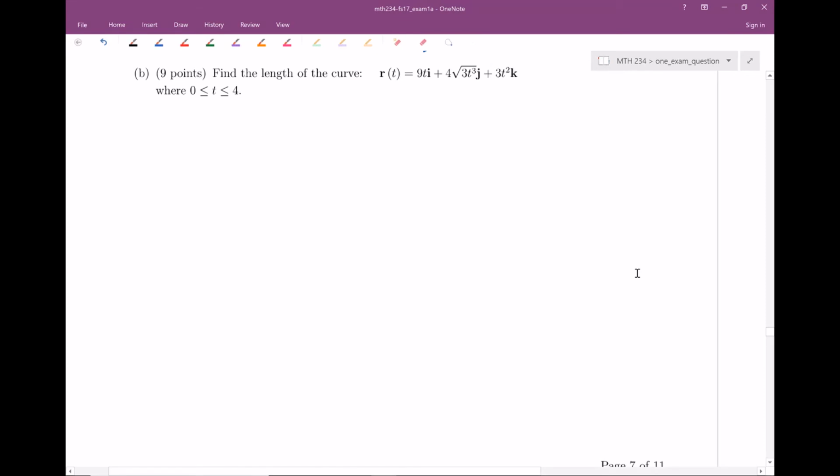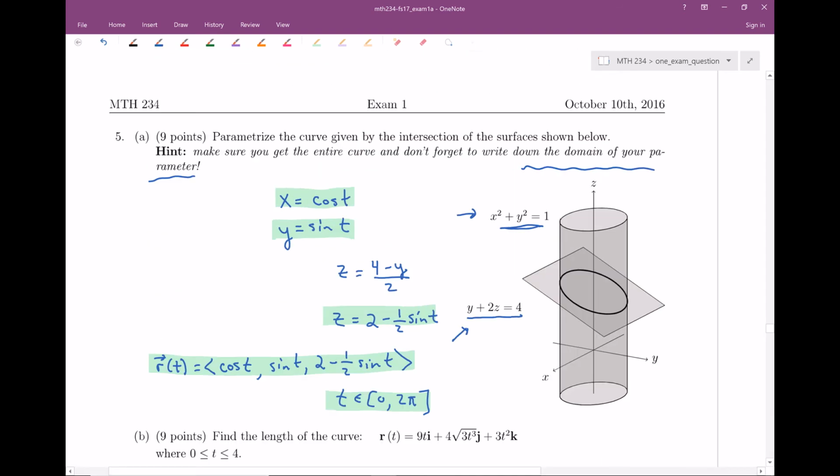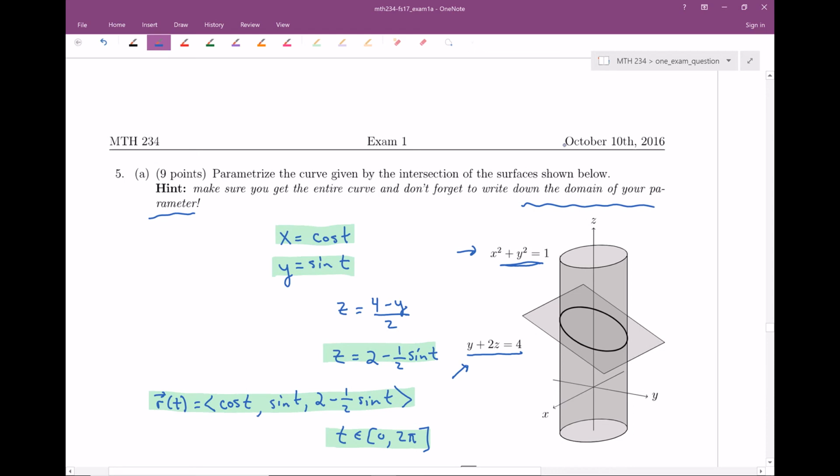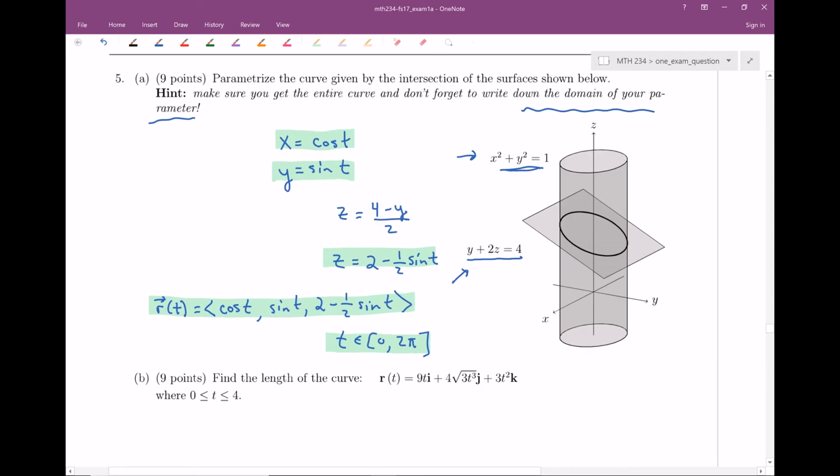Alright, welcome everyone. In this video we're going to go over one problem from 13.4. Remember, that has something to do with arc length. So here is our problem that I've selected for us. This is from our fall 2016 exam. Notice we already did 5A.